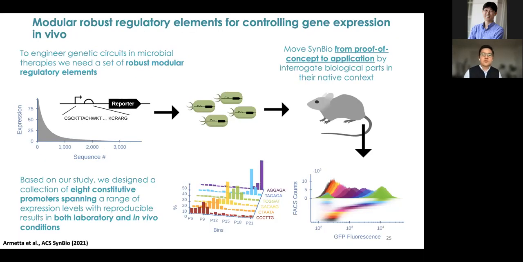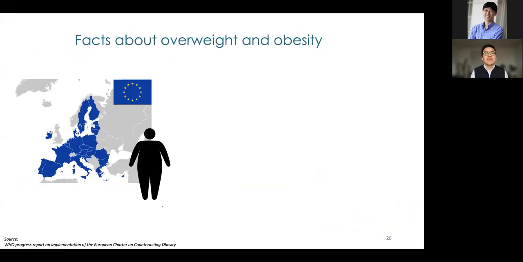So then we wanted to use these promoters for a specific application. So we chose to use the promoters to produce different therapeutic peptides. And I will now give a little bit of an introduction to why we chose peptides and a specific peptide which targets the GLP-1 receptor. So I'm going to give an introduction to obesity, which is a pretty common disease in Europe and in North America.